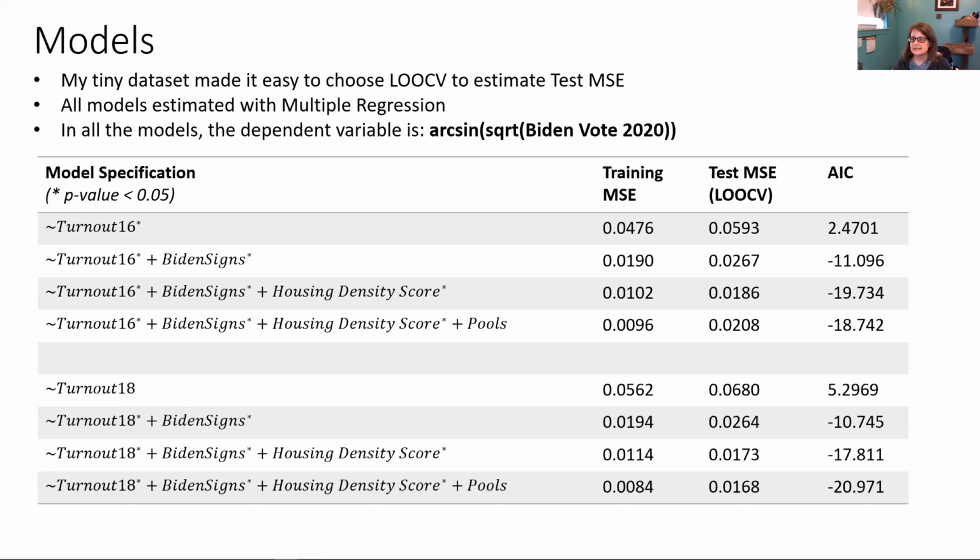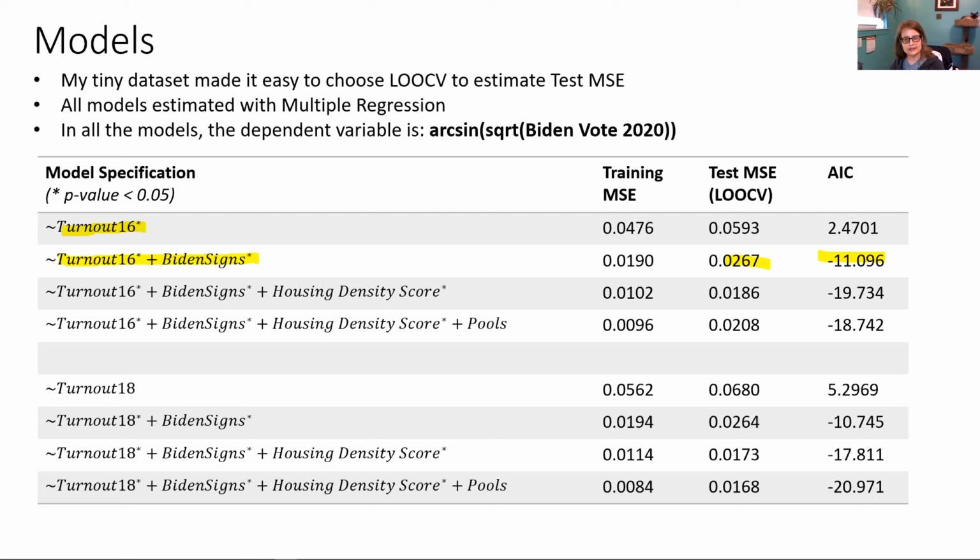Turnout in 2016 was significant from the outset. Adding Biden signs to turnout in 2016 actually gave me a really good improvement in my test MSE. I was very happy to see it. AIC also decreased. Then I added housing density score and got another decrease in my test MSE. Wonderful. Okay, so I was very happy with that. Then I added pools, not significant. Also, the test MSE went up. So that's the end of that.